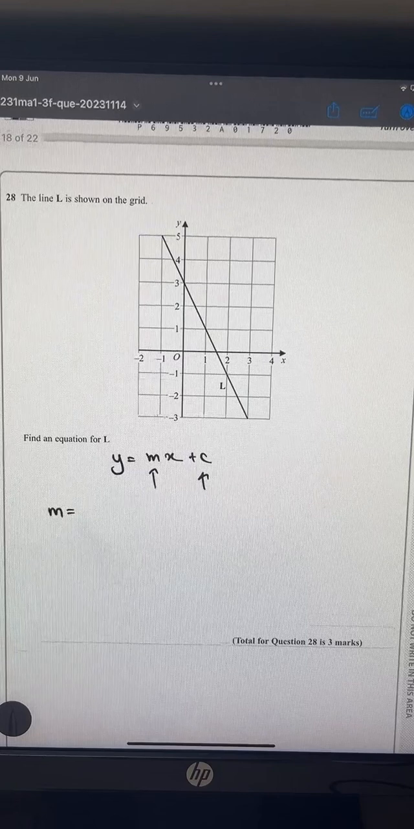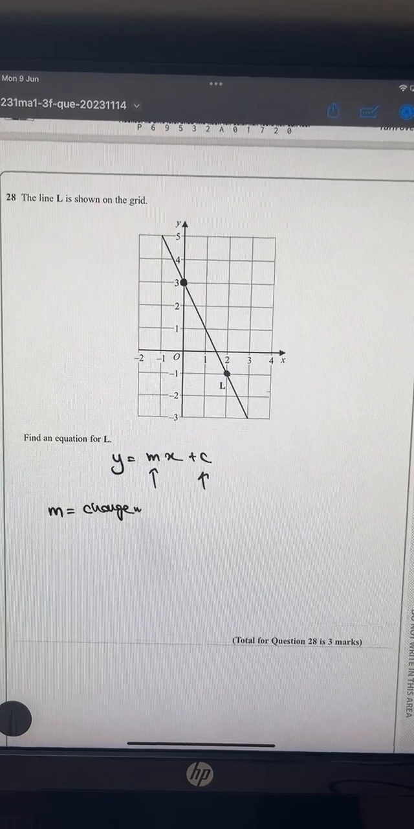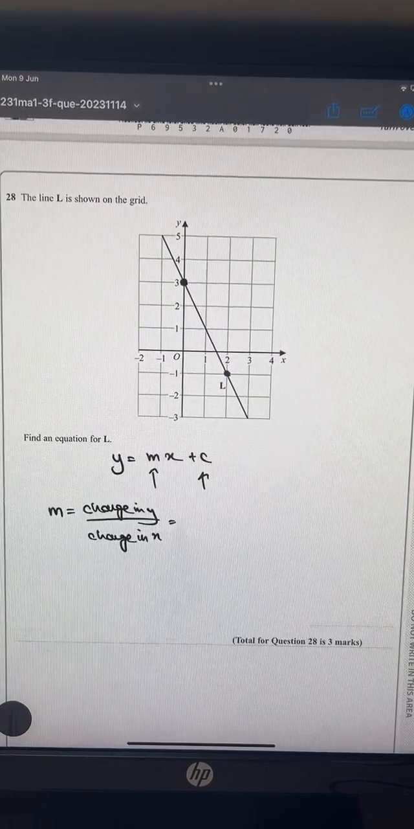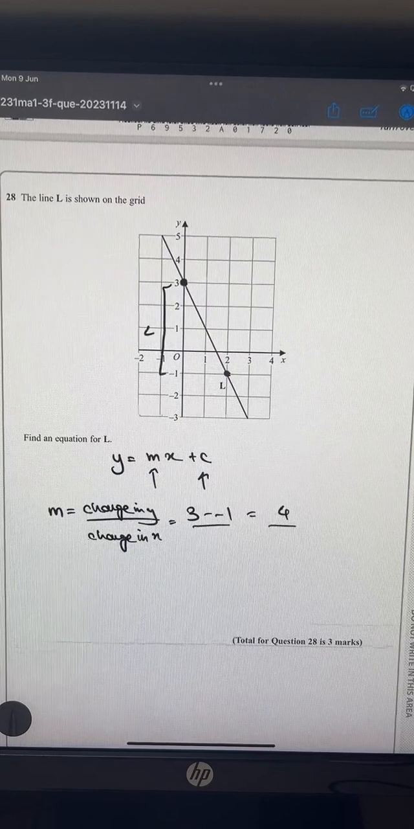So m is equal to, let's pick 2 points here. Let's pick this point, because that's on the line, right? And another point here is on the line, all right? So the gradient is the change in y divided by the change in x. So y goes from 3 to -1, so minus minus 1, right? Because remember, two minuses make a plus, so that's 4. Because you can see the total height difference is 4.